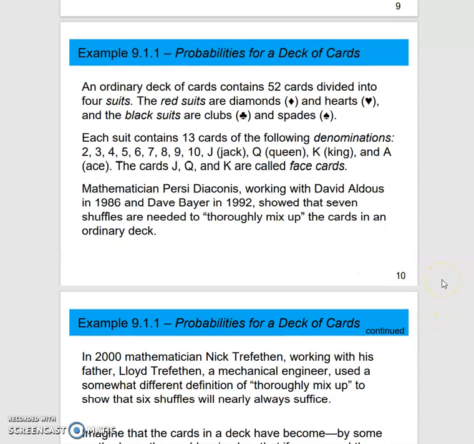So let's look at a deck of cards. An ordinary deck of cards, we have 52 cards. We have 4 suits: diamonds, hearts, clubs, and spades. The first 2 are red, the second 2 are black. And then there's 13 cards in each. We've got 2 through 10, and then the jack, queen, king, and ace. And jack, queen, and king are called face cards. And do note we are assuming they are thoroughly shuffled. In other words, the order is random.